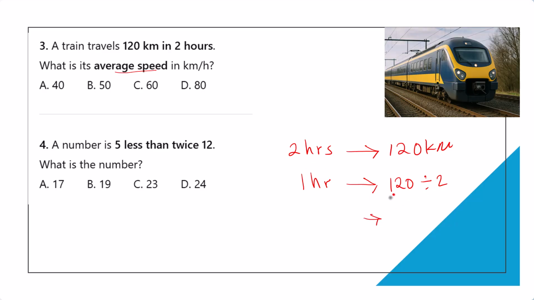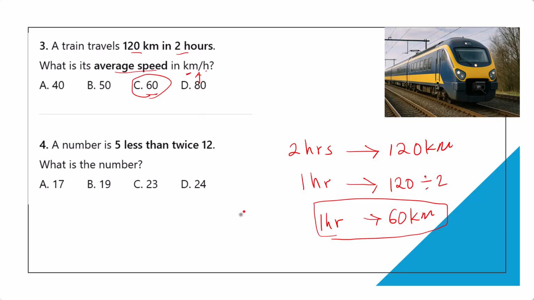Now, 2 goes into 12 6 times. 2 goes into 0 0 times. And that's going to be kilometers. So in every 1 hour, he does 60 kilometers. This is the average speed, 60 kilometers per hour. This line means for every 1 hour. So the answer is going to be C. How did I get that? You divide this number by that number.